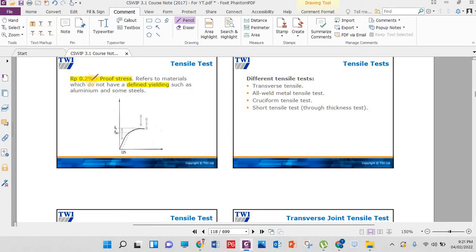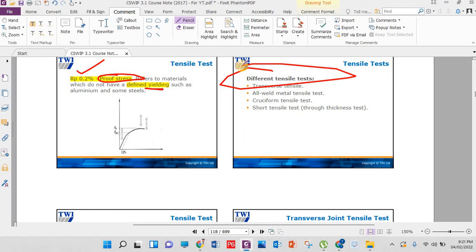You can see, if a material doesn't have a defined yielding, if not given, then we have to mention 0.2%. This is known as proof stress. Okay, proof stress. Only remember the concept of defining yielding and not defining yielding. Then we have different tensile tests. Okay, this is very important. I am just going through the main things. I am only focusing on those things which are related to papers. So be conscious, no problem at all.